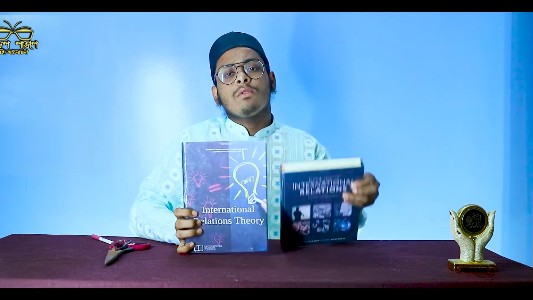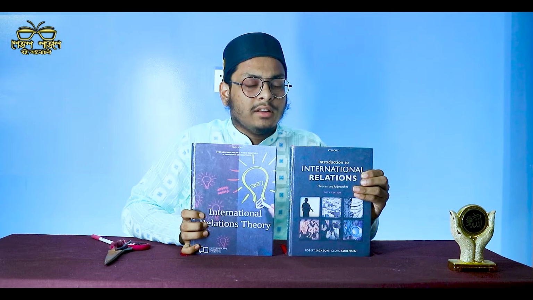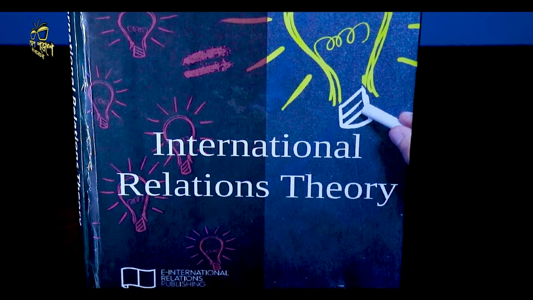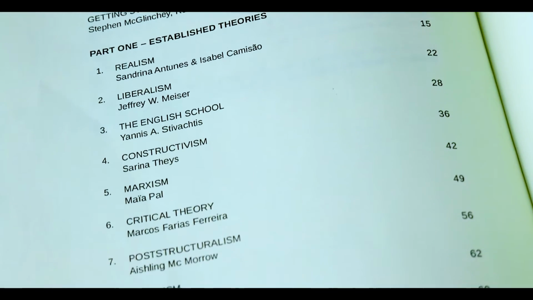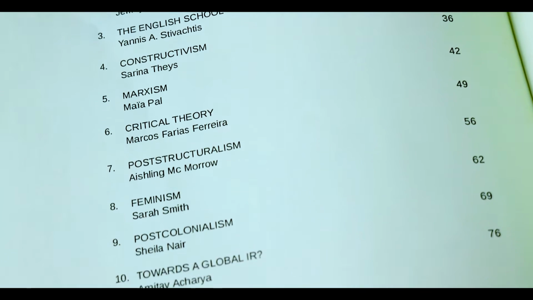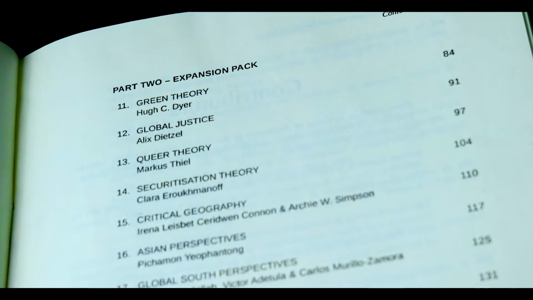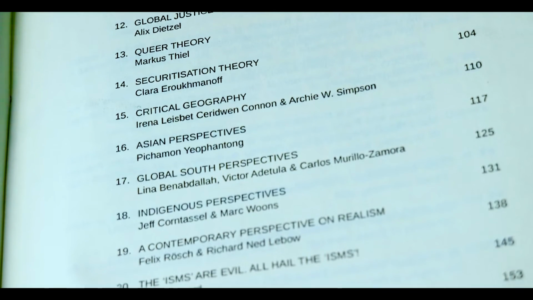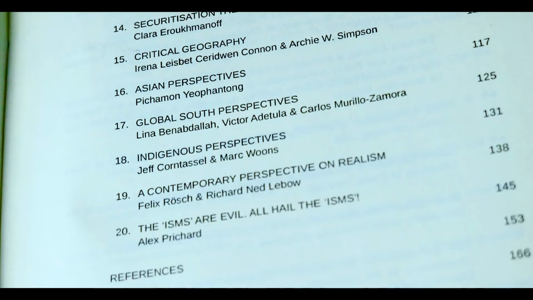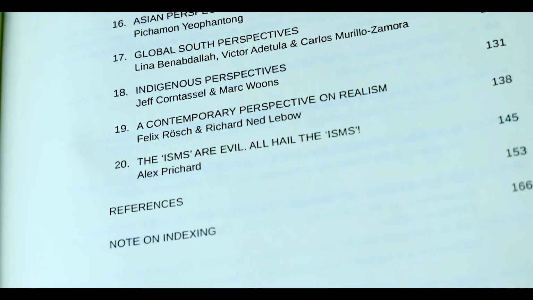This book contains many theories of international relations, but you have to choose which book you should buy. There are two options. My dear friends, at first I will tell you the contents of the books. First, international relations theory by Stephen McGlinchey: Realism, Liberalism, the English School, Constructivism, Marxism, Critical Theory, Post-Structuralism, Feminism, Post-Colonialism, Towards Global IR, Green Theory, Global Justice, Queer Theory, Securitization Theory, Critical Geography, Asian Perspectives, Global South Perspectives, Indigenous Perspectives, a Contemporary Perspective on Realism, the Isms are Evil, All Hail the Isms.